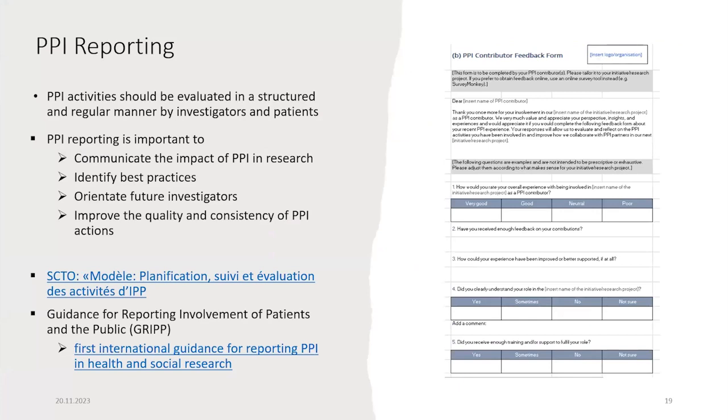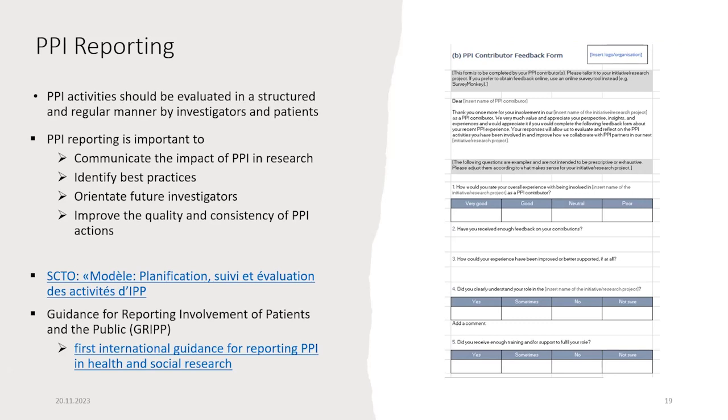Coming back to this PPI reporting, as we said, PPI activities should be evaluated in a structured but also regular manner. So it would be good not only to do it at the end of the project, but also all along the project, in order to improve as the project goes on. I think this is what you do, Marie, for each task PPI have.